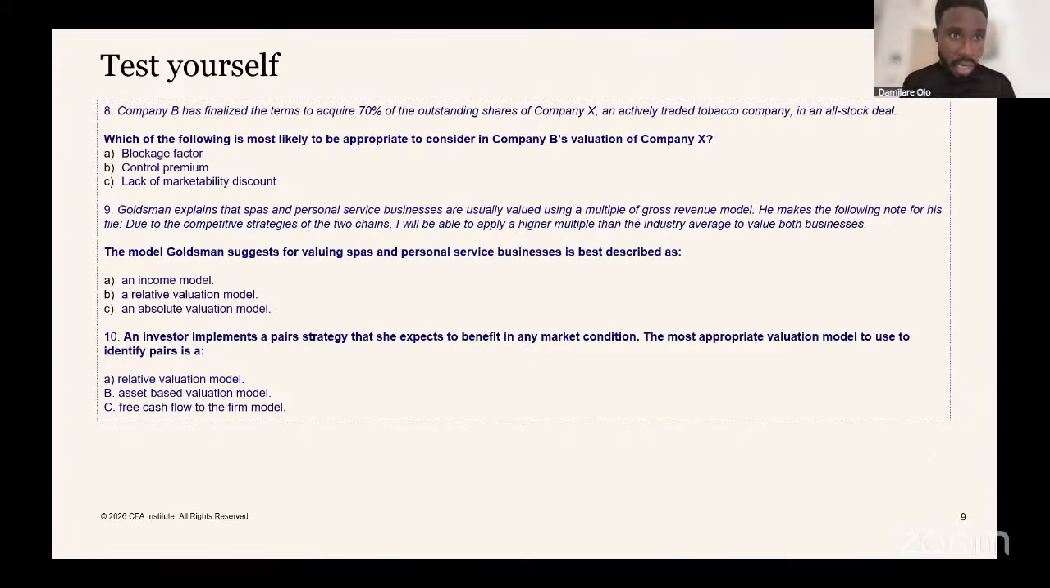Thank you. And the last question on this particular topic for us to solve together. An investor implements a pairs strategy that she expects to benefit in any market condition. The most appropriate valuation method to use to identify pairs is what? Is it relative? Is it asset-based? Is it free cash flow to the firm? What is our answer to question 10?